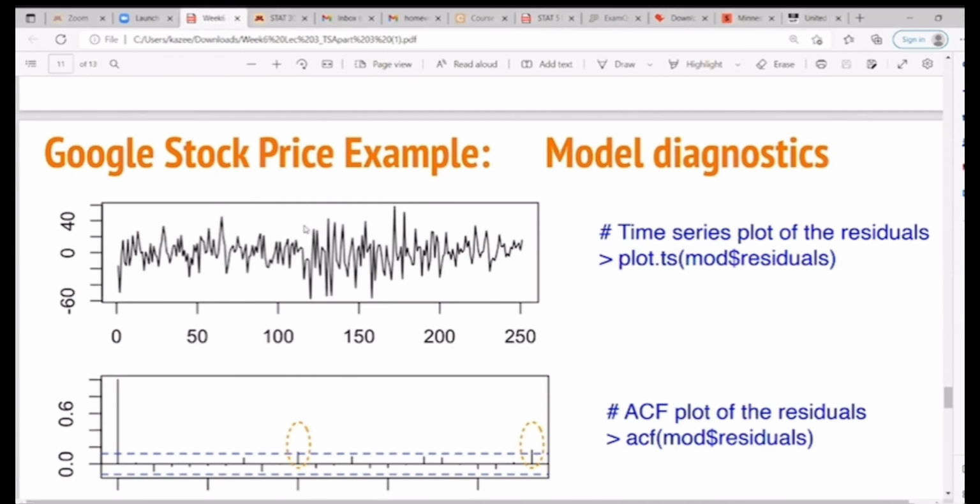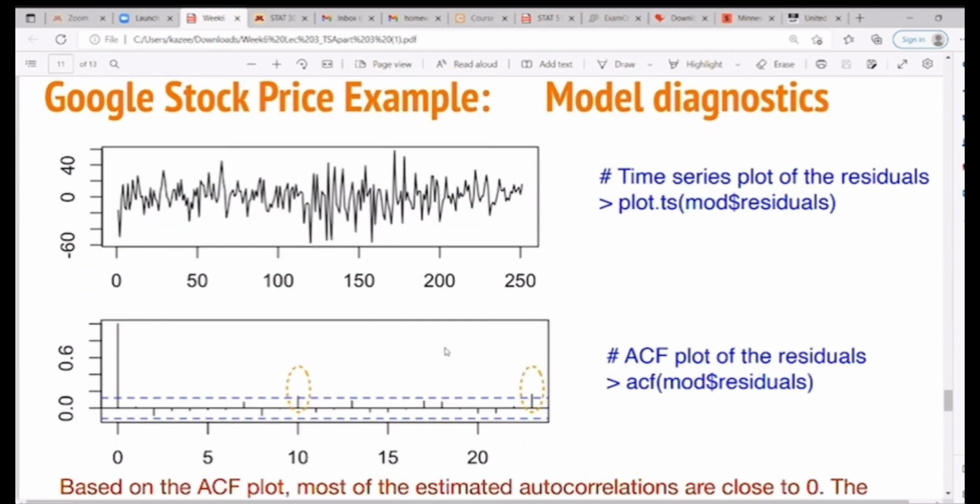Now, the very first thing as part of the model diagnostics, I'm going to get a time plot for the model residual. I basically want to see whether that is around 0. As you can see, this is around 0. This is a plot. Then the next thing I'm going to get is the ACF, the autocorrelation function of the residual.